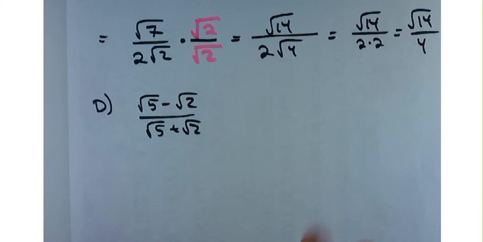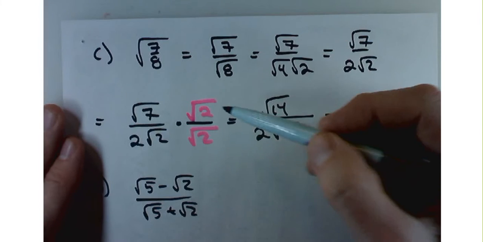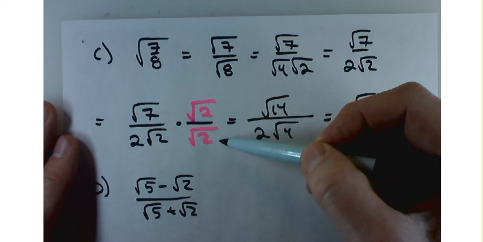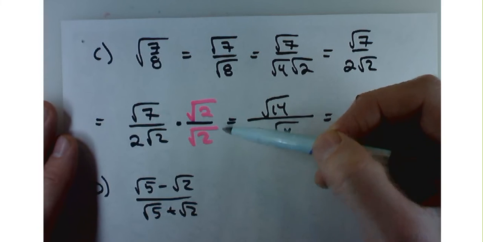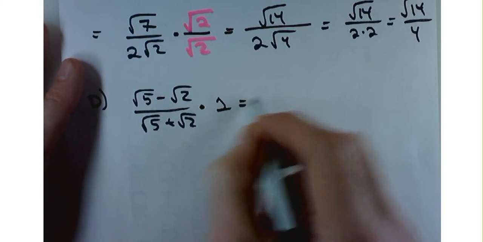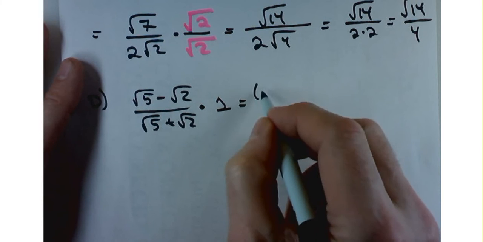Well, kind of like the one above, this one's got radicals in the denominator. And I can't solve my problem by multiplying by just square root of 2 over square root of 2 or just square root of 5 over square root of 5. It just won't work. I am going to multiply by 1 somehow.